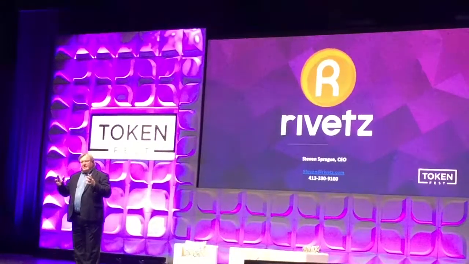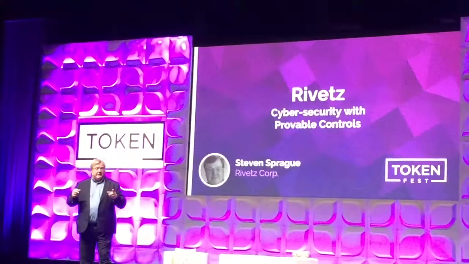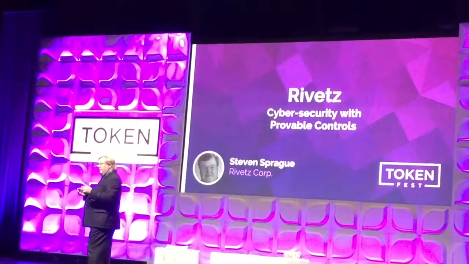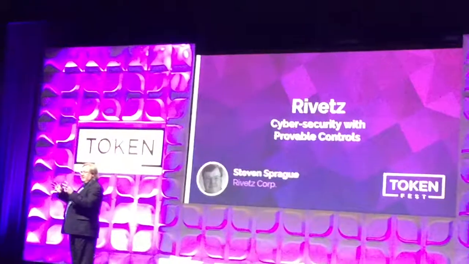With chains, we have an immutable ledger, but we need to assure, they're going to run my slides again, aren't they? They need to assure that the transactions that we write are the transactions we intend.